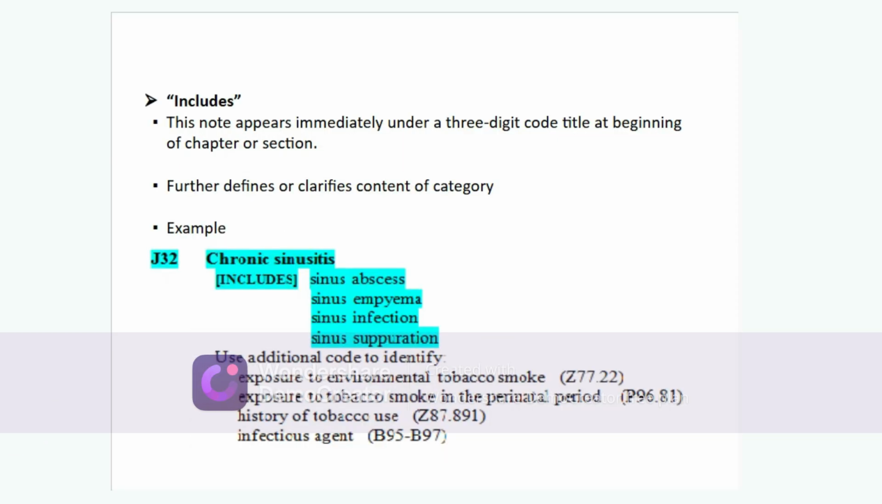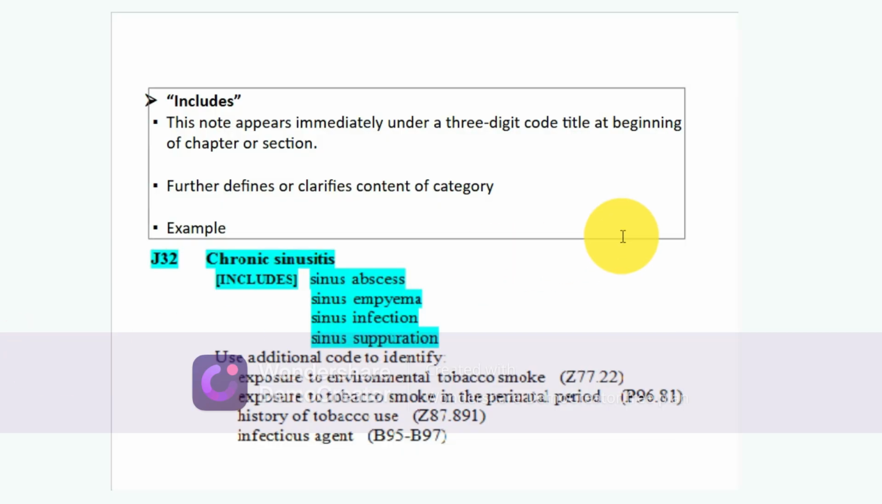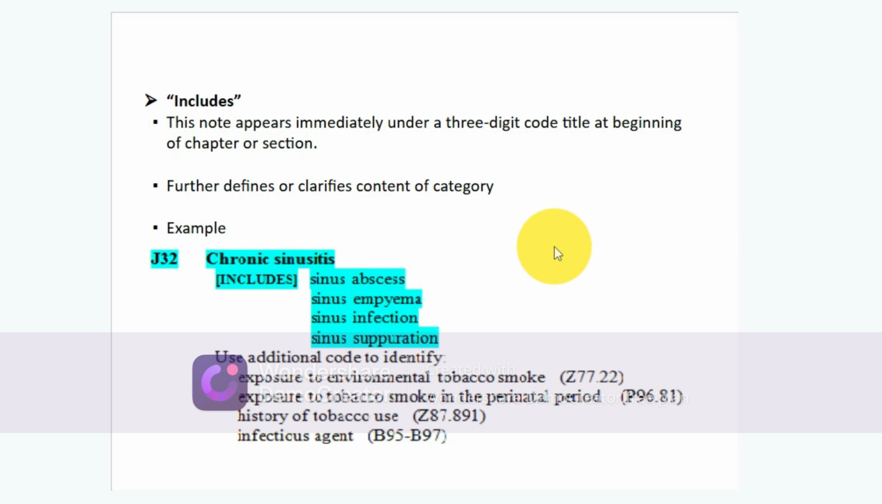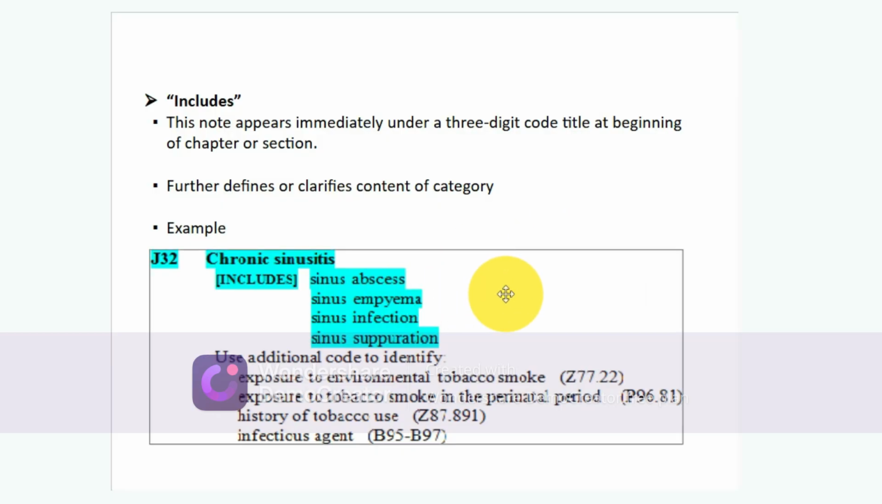Includes. These notes appear immediately under the three-digit code title at the beginning of the chapter or section. They give further definition or clarity of the content of the category. Example: chronic sinusitis includes sinus abscess, sinus empyema, sinus infection or sinus suppuration. These all are considered includes. Use additional code to identify exposure. These are given as additional information.